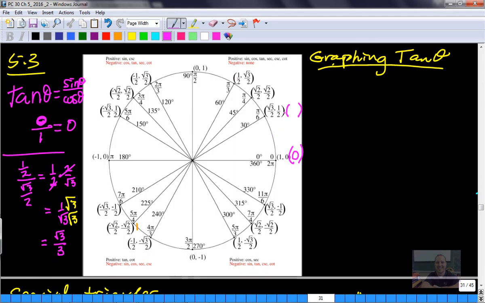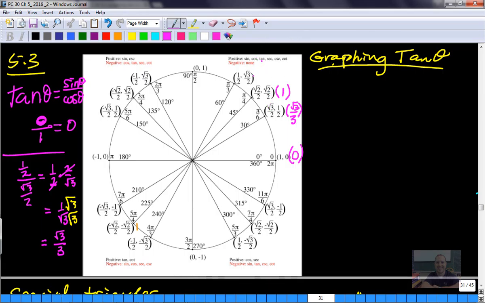Is that what you have for pi over 6 tan? Yes? Okay. Everyone understand that? Everyone agree with that? See how we got that? Root 3 over 3. Thank you. Sine, this number, divided by cosine, this number. Okay, this one's easy. A value divided by itself. So tan is 1, right? Notice that everything's positive in this quadrant. All these values are positive, so tangent as well right here is going to be positive.